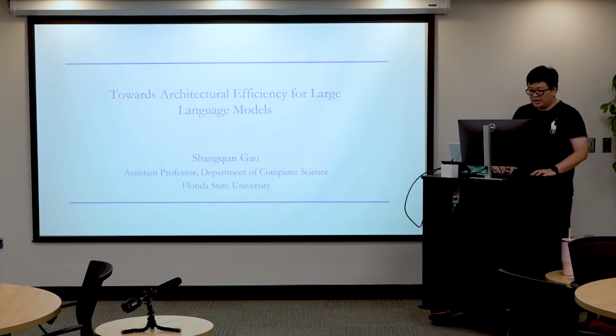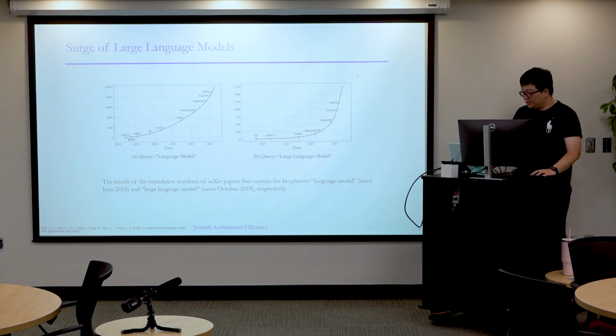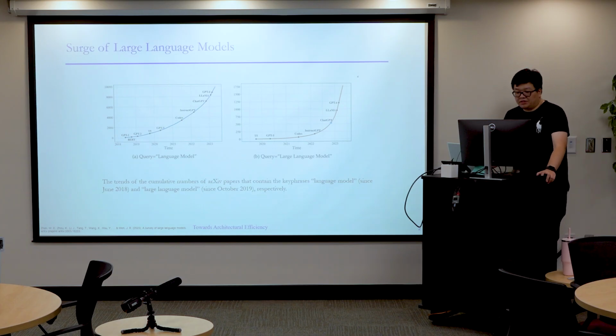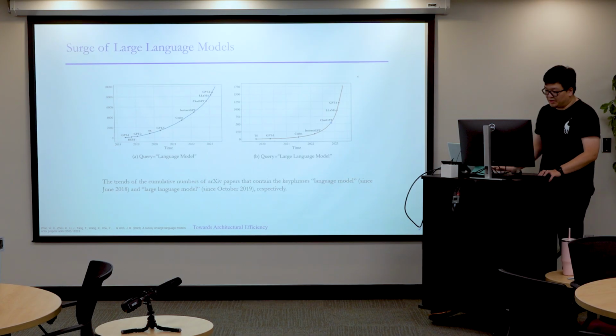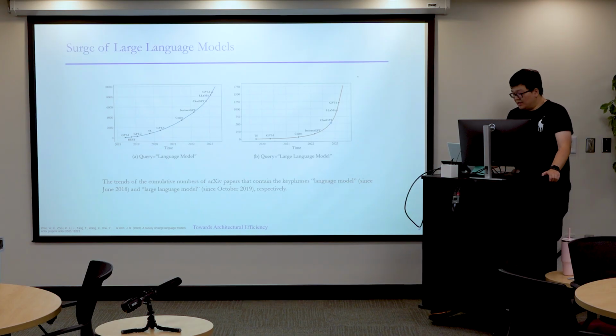models. And recently, there's a rapid growth in academic interest in language models and large language models. Over recent years, if you measure this rapid growth with the cumulative number of arXiv papers containing the specific keywords, you can see there's a rapid growth recently. And there's a particularly steep rise following the release of ChatGPT.